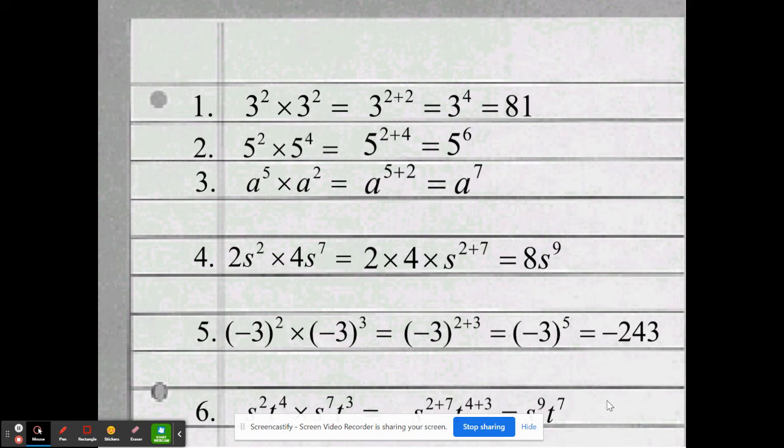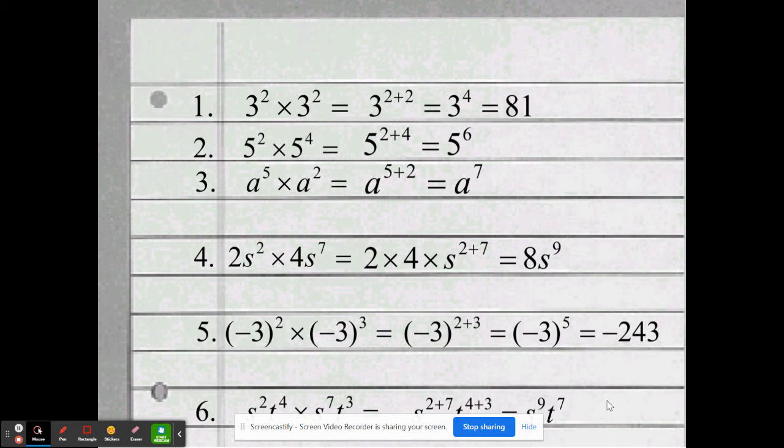Number 2, 5 is our like base. So we added the 2 and the 4 is where the 5 to the 6 came from, because this is multiplication. Number 3, the a is our like base. So 5 plus 2 is 7. So we end up with a to the 7th. You can't take that one any further.